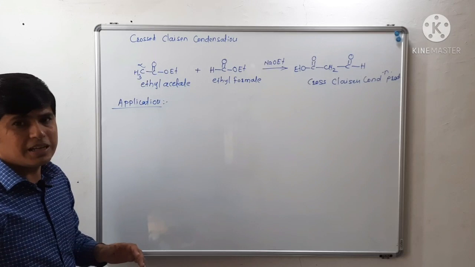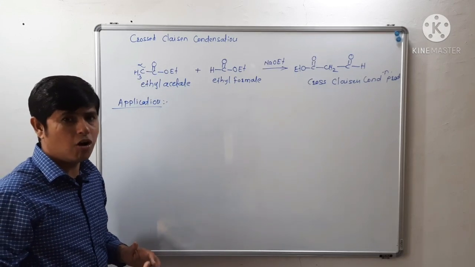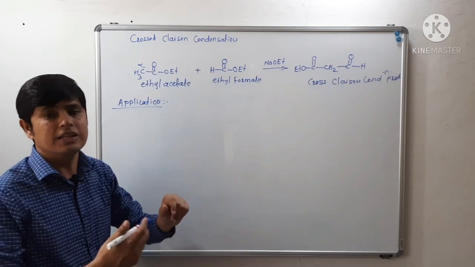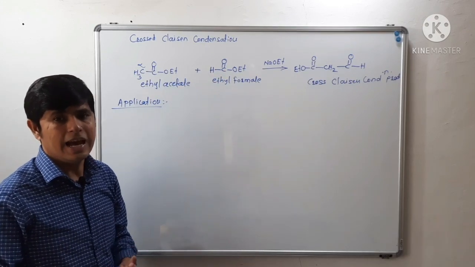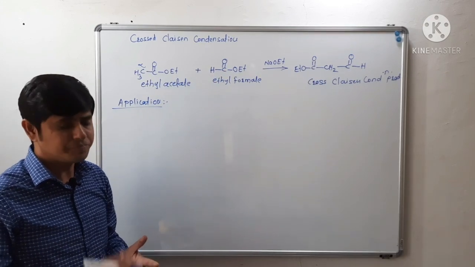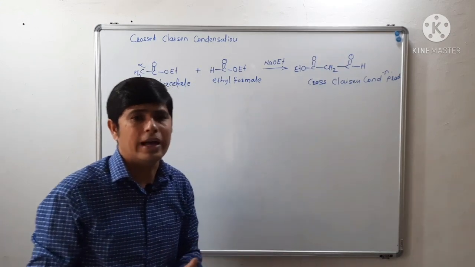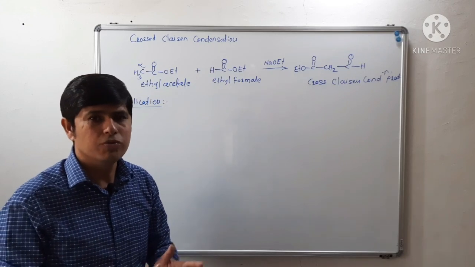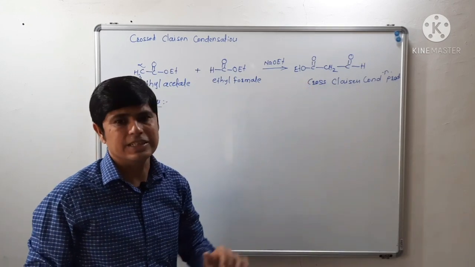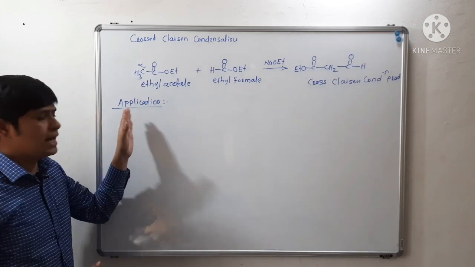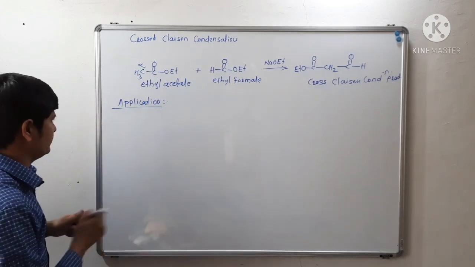In the second step, there is nucleophilic attack of the carbanion on the carbonyl carbon of the second ester molecule, isn't it? And in the third step there will be aqueous workup, so you will have this cross Claisen condensation product. So this is the mechanism. Now we are going to see applications of this reaction.